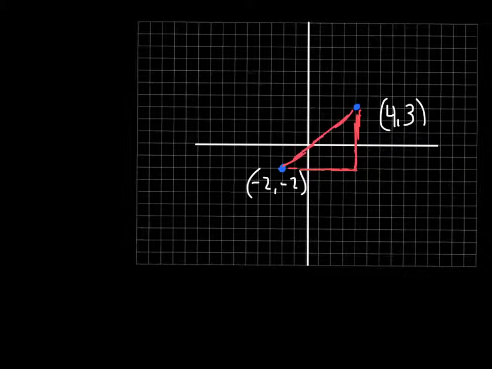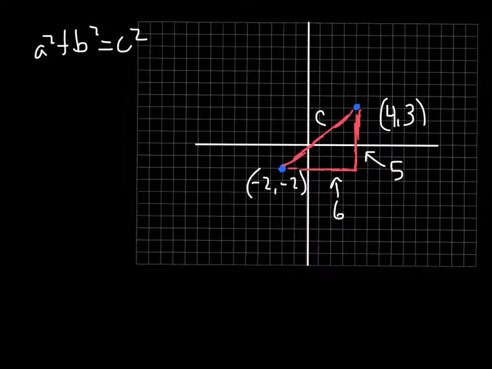So if I was to count the vertical leg here, it'd be 1, 2, 3, 4, 5. So this leg here is 5. This leg here is 1, 2, 3, 4, 5, 6. So this leg here is 6. And so now we just have a situation where we can use the Pythagorean theorem, a squared plus b squared equals c squared, to actually solve for c, or the hypotenuse in this case. We'll call it c.